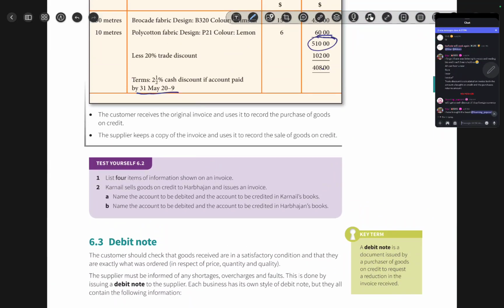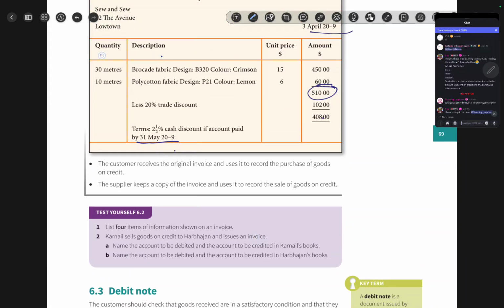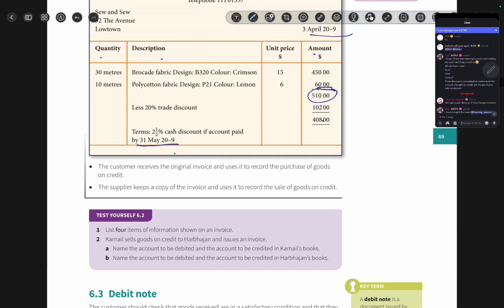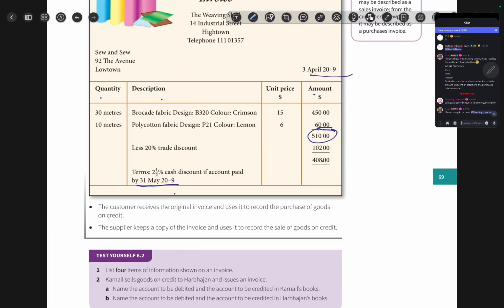Anyway, so this is not a discount yet. It will be a discount when the person pays on time. Okay, so the customer receives the invoice and uses it to record purchase. The supplier keeps a copy and uses it to record the sales. We already discussed this. Four items of information shown on an invoice: the details of the product, the quantity, the price, and the date. You can say that. The address of the supplier, the address of the customer.